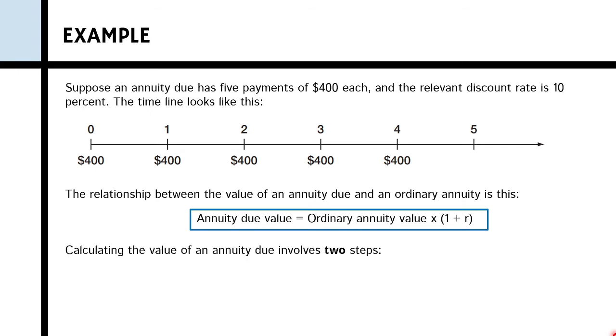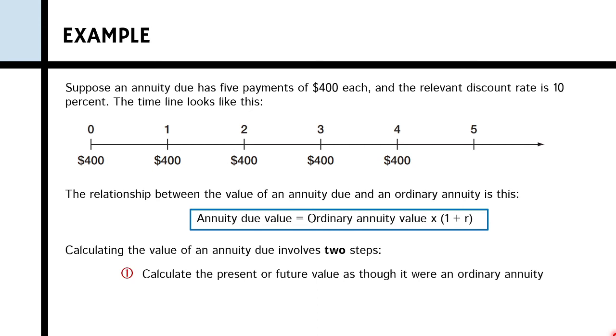So dito, may 2 steps lang tayo na gagawin. The first one is to calculate the present or future value as though it were an ordinary annuity. And the second step is to multiply your answer by the quantity of 1 plus R.